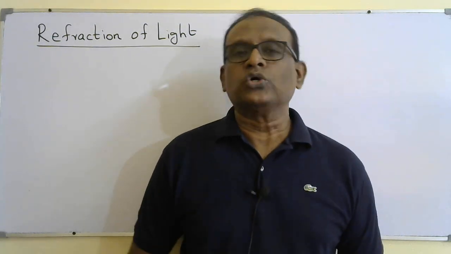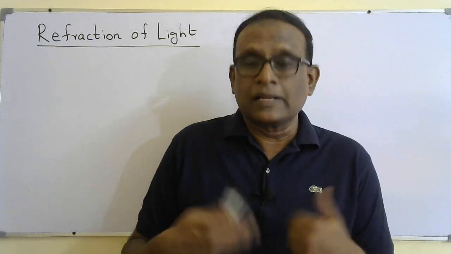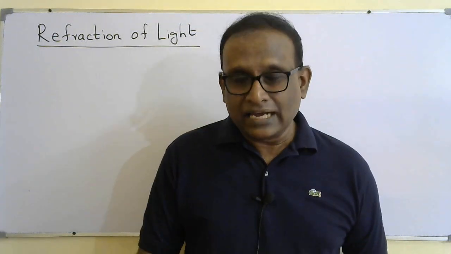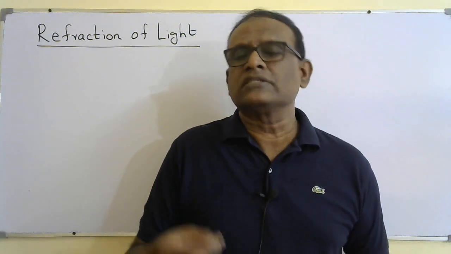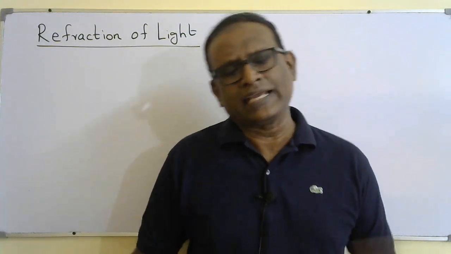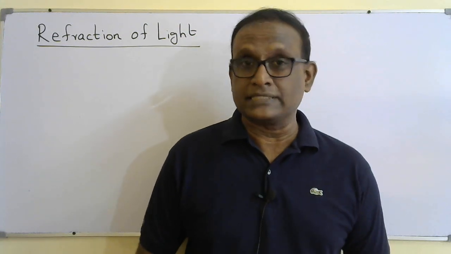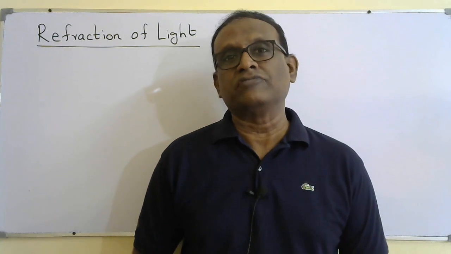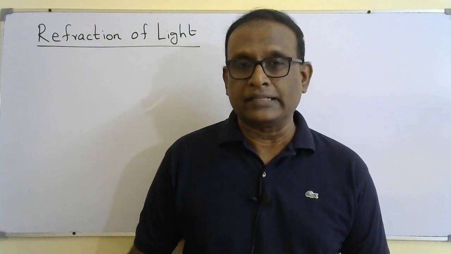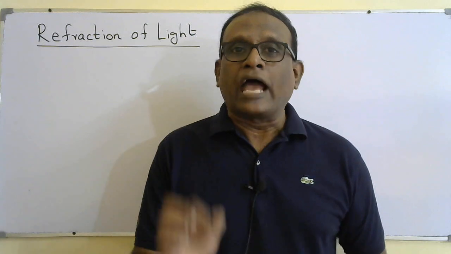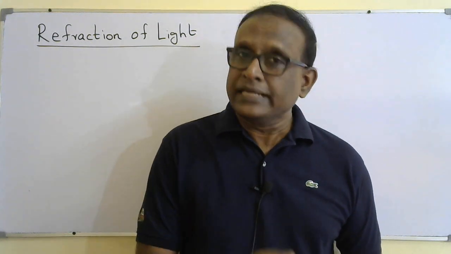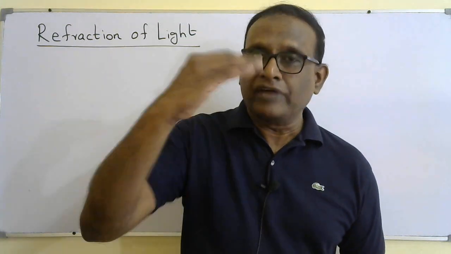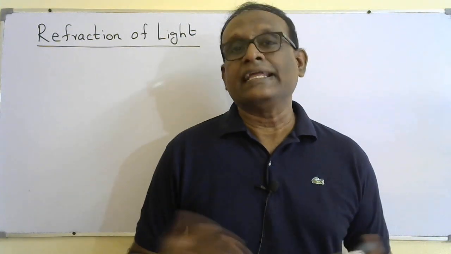I already told you that the speed of light will be different in different media. The highest speed of light is in vacuum, which is almost 3 into 10 to the power 8 meter per second. That's the way the value is given in the data sheet. So the absolute refractive index of a medium is defined as the ratio of speed of light in vacuum to speed of light in the medium.